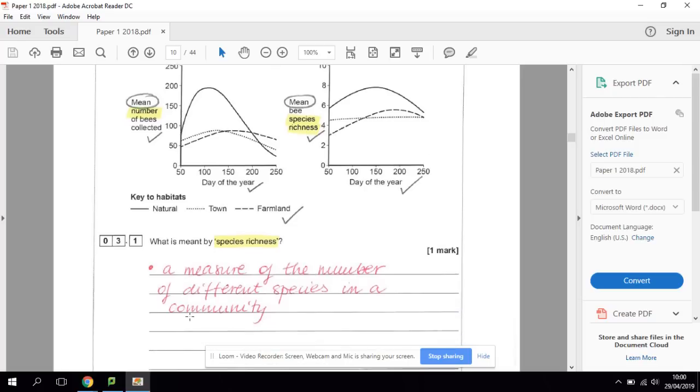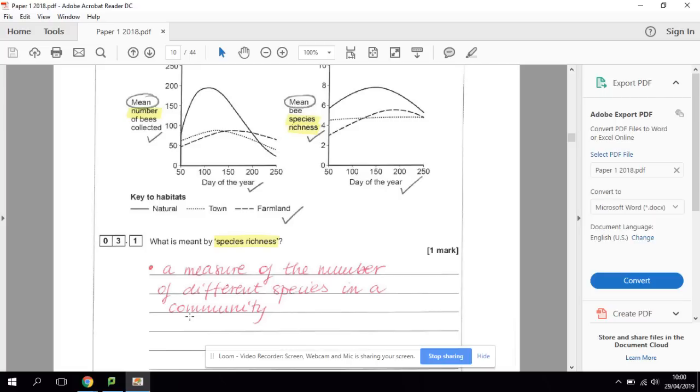So first question, it's asking you what is meant by species richness. So species richness is the measure of the number of different species in the community. So it's just a definition that you need to provide.